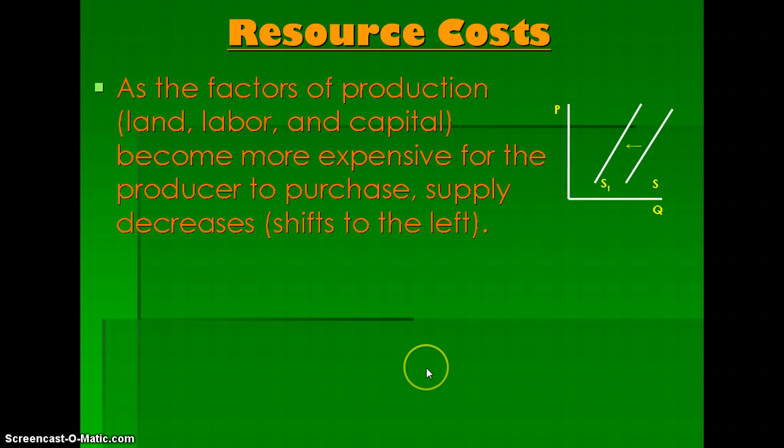Resource cost is the R in TIGERS. Basically we know that resources include all the factors of production: land, labor, and capital. Sometimes those factors become more expensive. And because they become more expensive, it becomes more expensive for the supplier, whoever's producing the goods, to make those goods. So they're going to supply less of those goods because they're making less of a profit because of those factors of production going up in price. So here you see the supply going down.